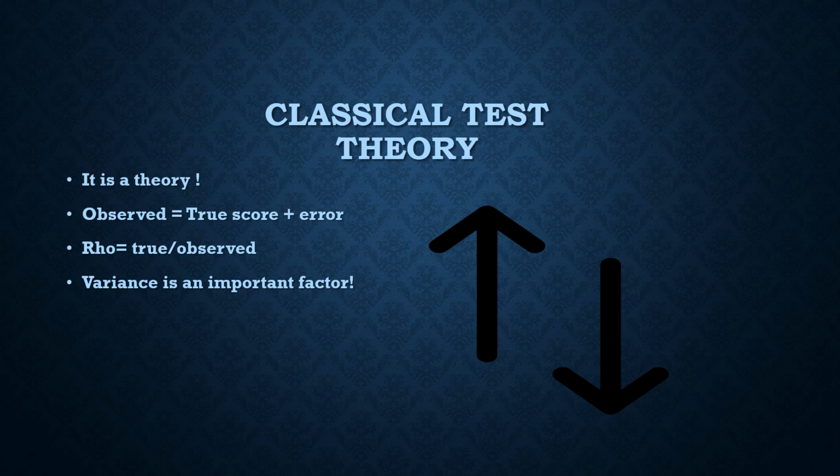Lord has it as a ratio. Our reliability is our true score variance to our observed score variance, and variance is an important factor because if we decrease our variance, we increase our reliability and vice versa.